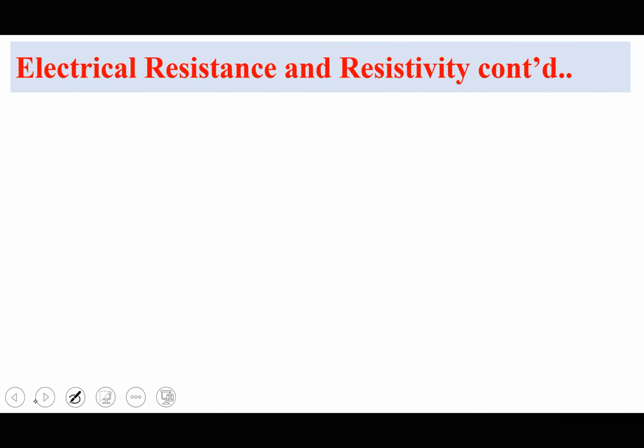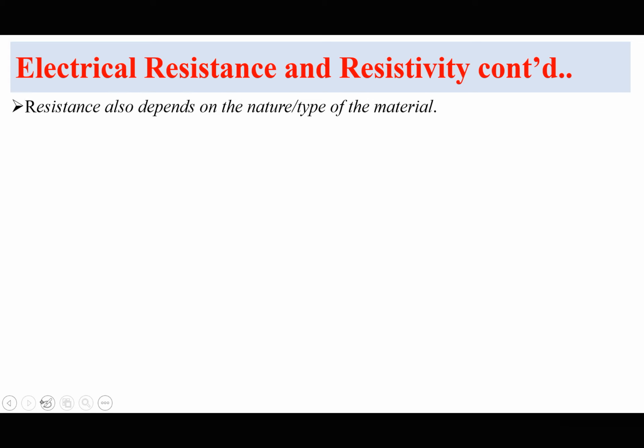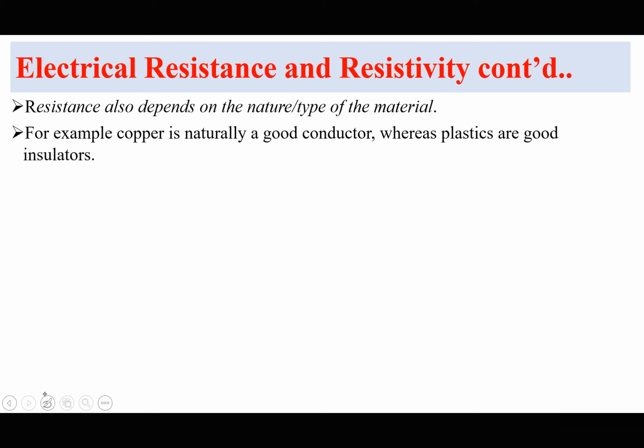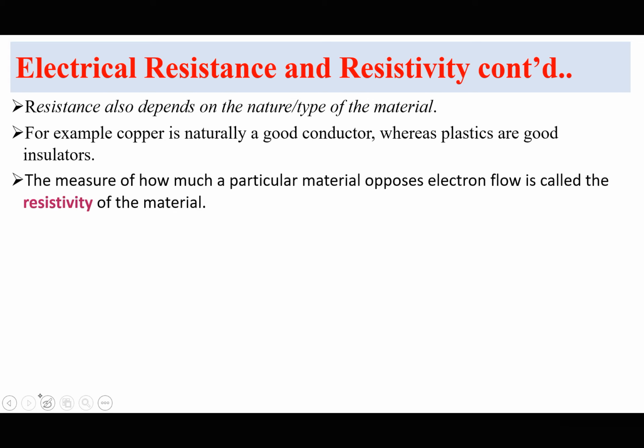So resistance also depends on the nature of the material, or the type of the material. For example, we know that copper is naturally a good conductor, whereas plastics are good insulators. That is nature. So the measure of the conductivity of the material, or the measure of how much a particular material opposes electron flow, is what we are going to call the resistivity.